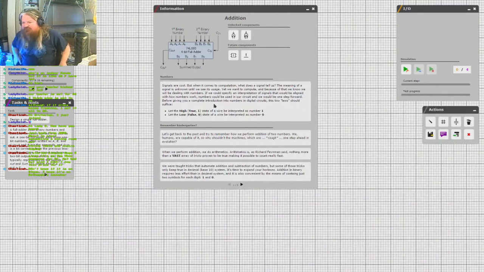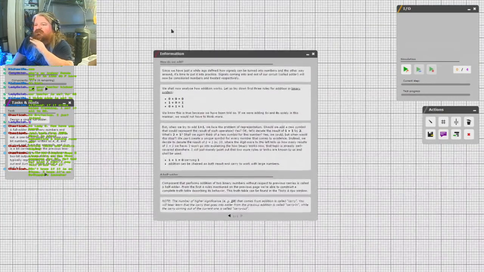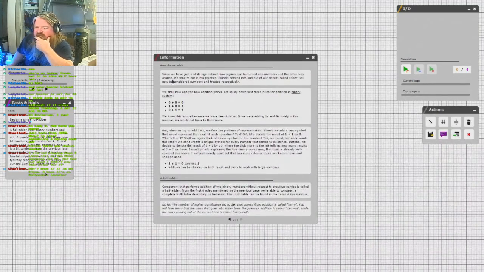It's time to expand your horizon. Addition in binary requires less effort than the decimal system. It is also convenient by the means of containing just 2 symbols for each digit, 1 and 0. Since we have just a while ago defined how signals can be turned into numbers and the other way around, it is time to put it into practice. Signals coming into and out of a circuit, called adder, will now be considered numbers and treated respectively. We shall now analyze how addition works.